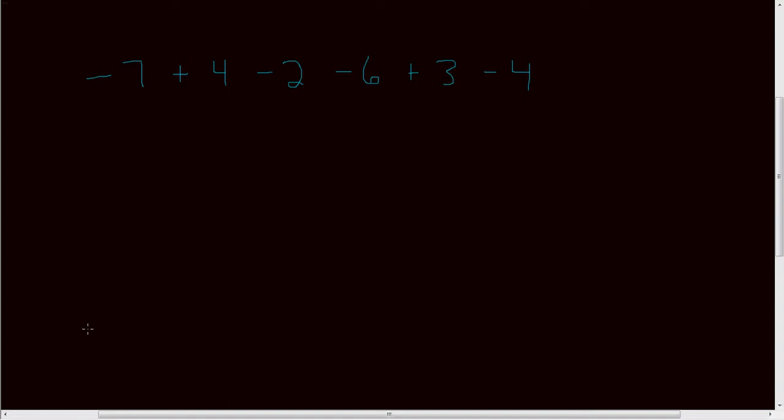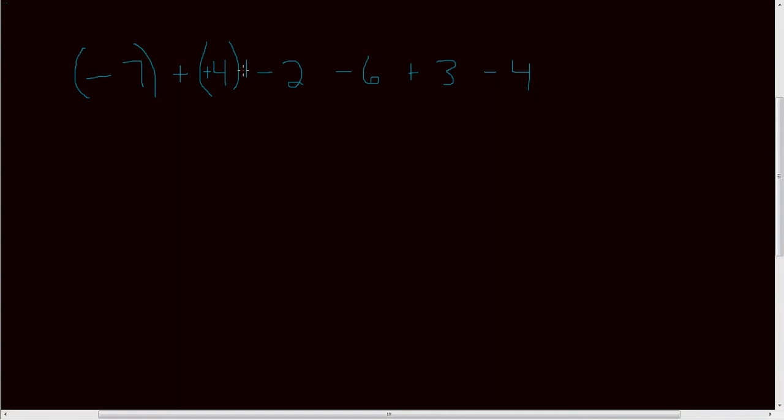Alright, the next part of our lesson, we're talking about inserting parentheses with a problem. We look at this problem here: negative 7 plus 4 minus 2 minus 6 plus 3 minus 4. What they want us to do is insert parentheses with each term. Sometimes they'll put a plus 4 in here. I'm not going to do that for the positive numbers. I think you can figure out that they're positives.